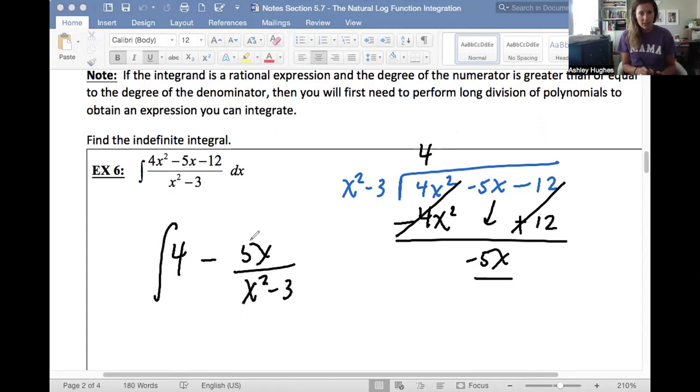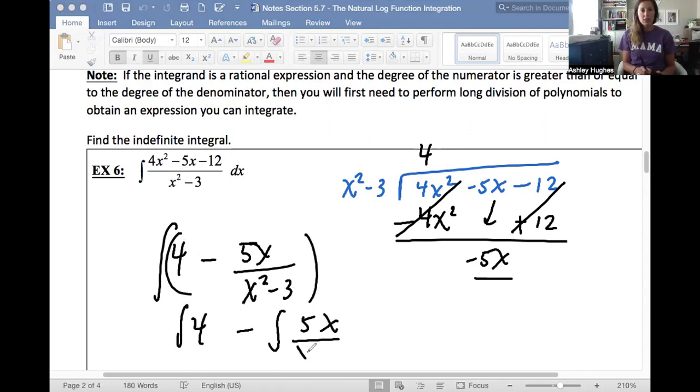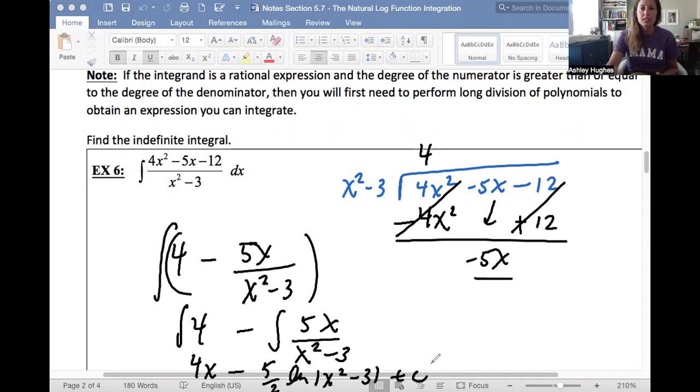And I'm going to integrate this quantity, which is the same as integrating 4, and then the integral of 5x over x squared minus 3. The integral of 4 is 4x, and this integral, I am going to do my logarithm. Derivative of x squared is 2x, so I'm going to have 5/2 natural log of x squared minus 3 plus c.